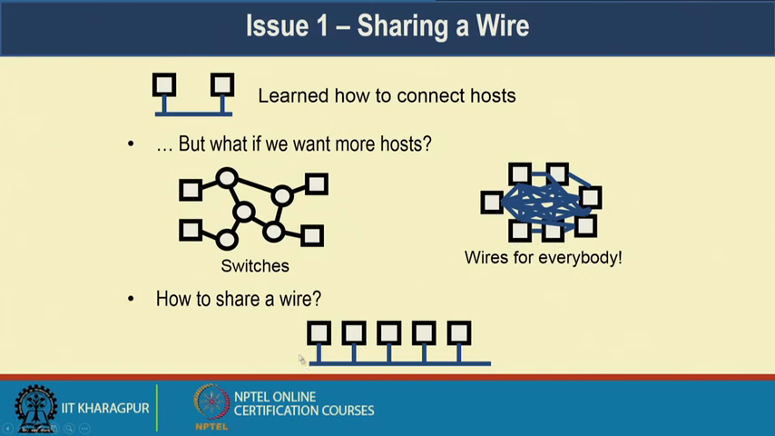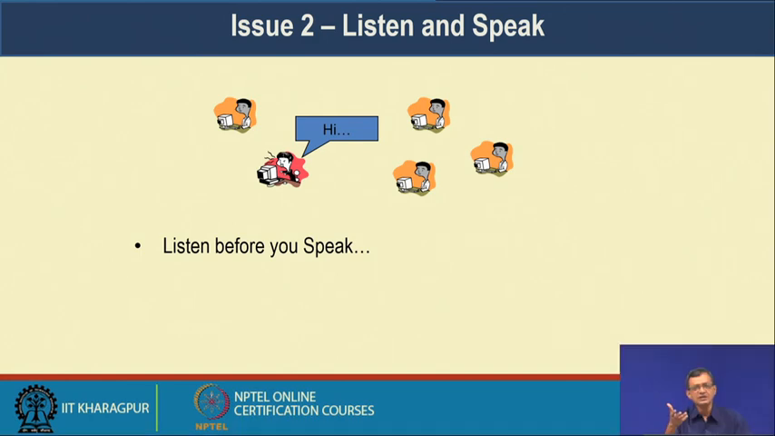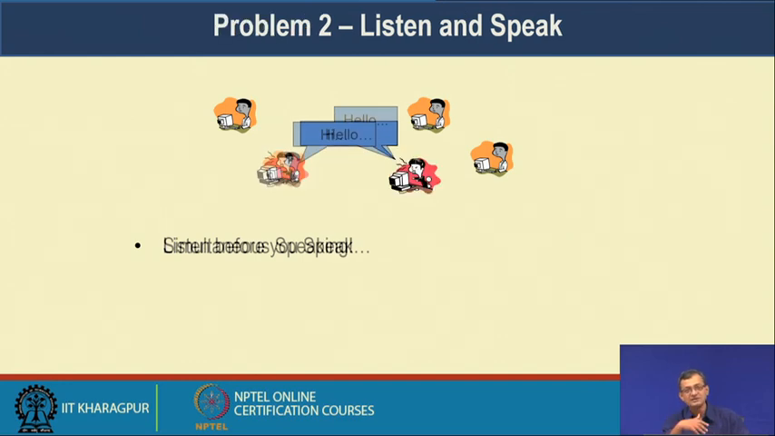So, how can I share a wire? Can I have a bus and go on connecting systems on the bus, a sort of backbone bus? So, that is one issue. Another issue: when we discuss, somebody talks and others listen. So, listen before you speak. But it may so happen that people go on speaking simultaneously. So, this is another challenge.